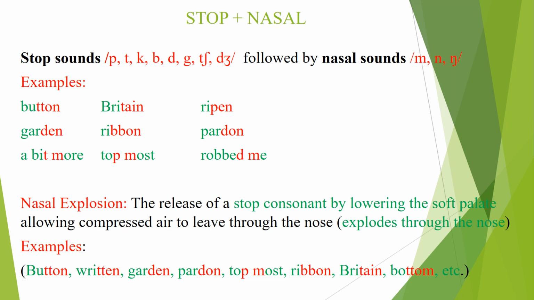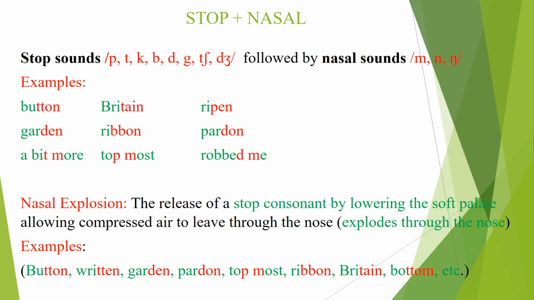Notice that in these groups of words, in the first one, button, ta, followed by na, which is a nasal. In the second one, Britain, ta, is also followed by a nasal na. In the third word, ripen, pa, is followed by na. In the second group, garden, da, is followed by na. Ribbon, ba, is followed by na. Pardon, da, is followed by na. And in the third group, a bit more, which are phrases, ta is followed by ma, bit more, topmost, pa, followed by ma, rap me, pa, followed by ma.